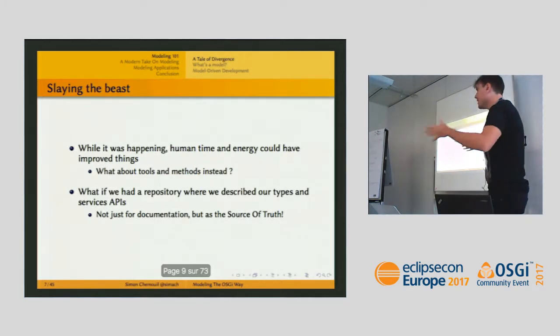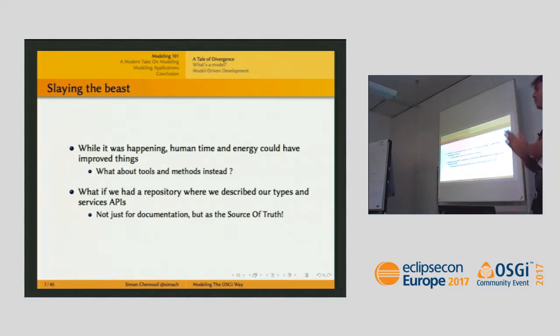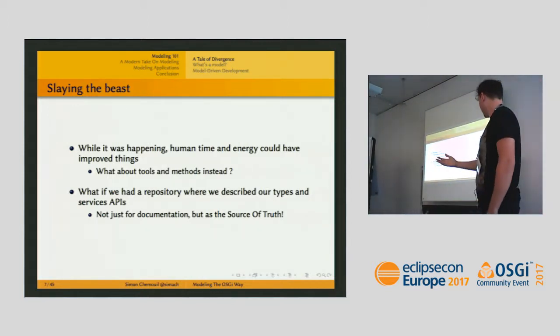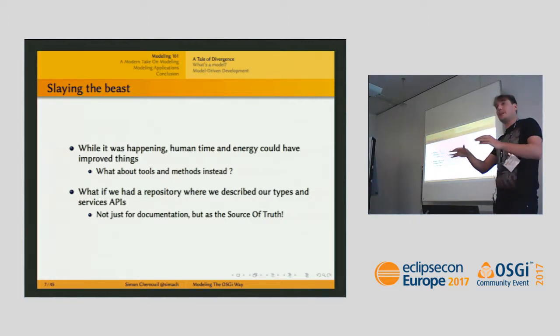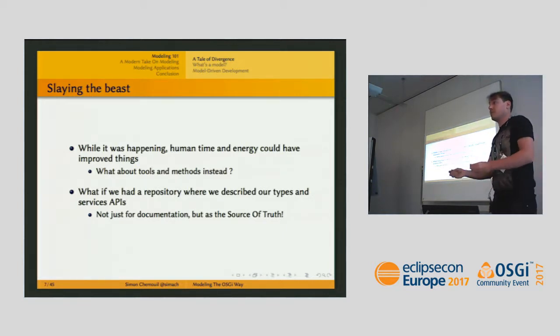So the idea, which is not a novel idea, is how would it be if we put our models, like the types, services, APIs that are shared, in a separate repository that is not just for documentation. That would be great because we don't know which one is right.